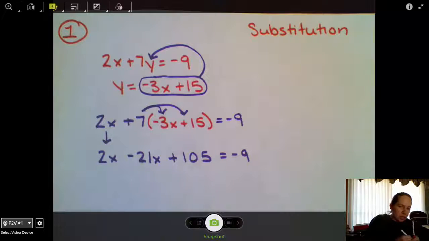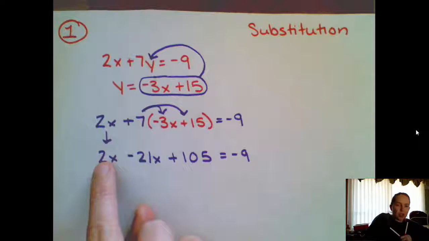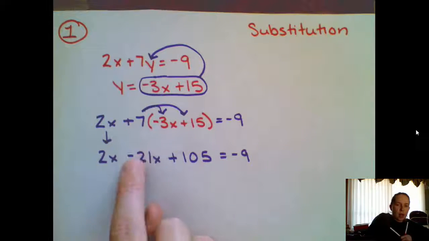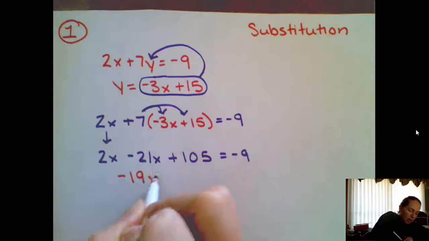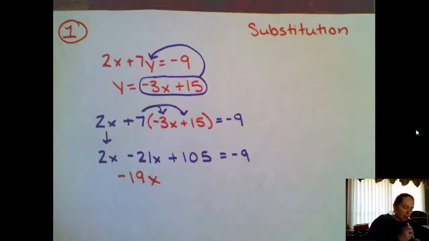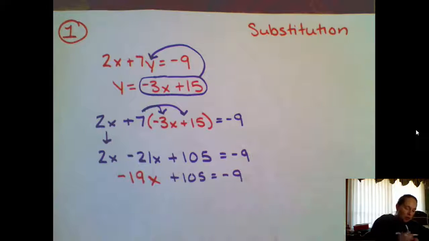Now you're going to notice that you have like terms. Since they're on the same side of the equal sign, we can just put them together. So we're going to take 2 minus 21, and we will get negative 19x plus 105 equals negative 9.